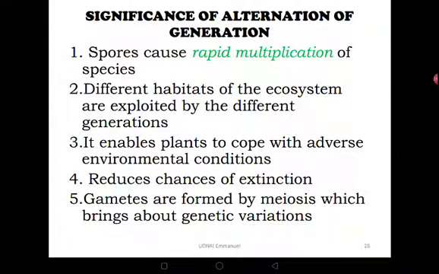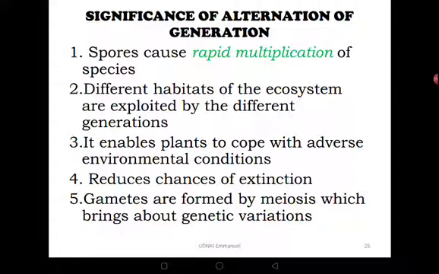So let's look at the significance of alternation of generation. How is it important to the life of the organisms? So to begin with, spores cause rapid multiplication of species. These generations bear spores, and spores are produced in large numbers. Therefore, there will be rapid colonization of habitats easily. And then different habitats of the ecosystem are exploited by the different generations. That is also very true.